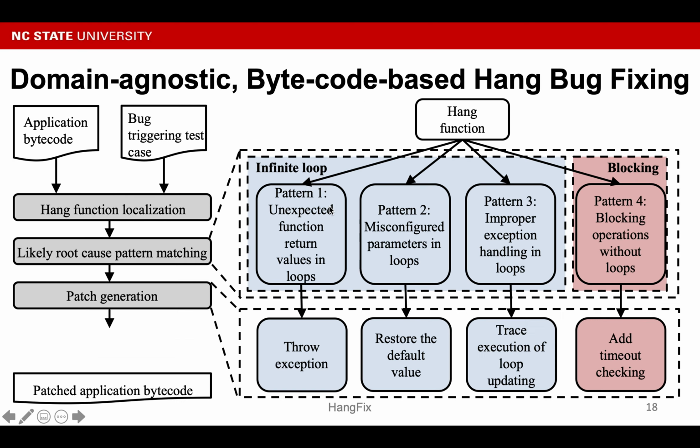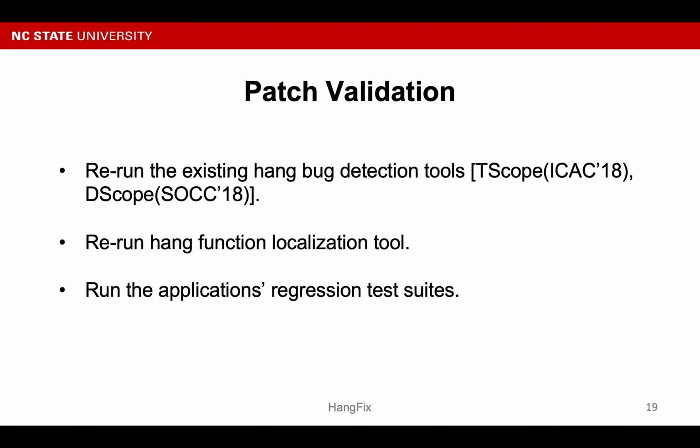To remind you of our system design again, we have gone through hang function localization, likely root cause pattern matching, and patch generation. Now we move to patch validation. To validate the generated patch by HangFix, we rerun the existing hang bug detection tools, we rerun the hang function localization tool, and we run the application's regression test suites. If the hang bug does not occur again and all the regression test suites pass, we say the patch is valid.